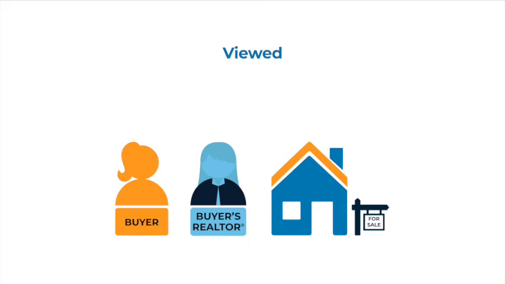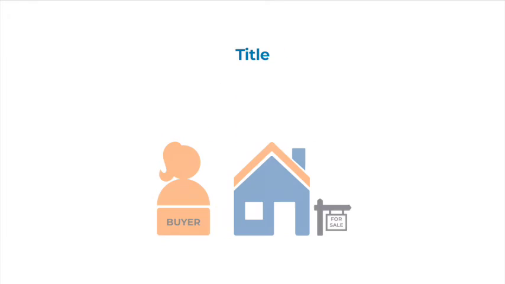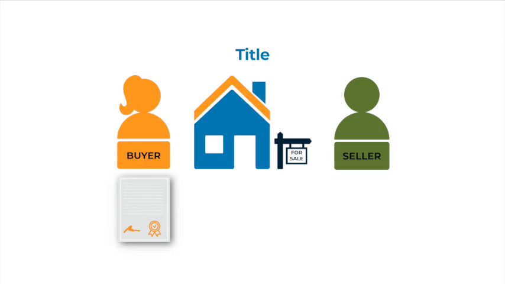Viewed. This section provides a reference date for when the buyer viewed the condition of the property. The seller agrees that when the property is transferred, it will be substantially in the same condition as on the date viewed. Title. The contract of purchase and sale residential requires the seller to transfer the title or ownership of the property to the buyer. It also provides that the title will be clear of all encumbrances except for those specified in the contract.